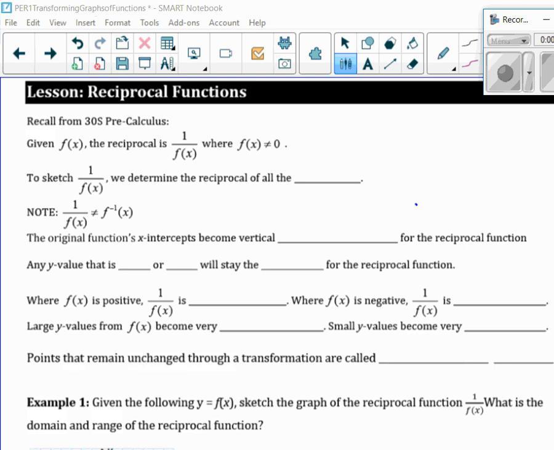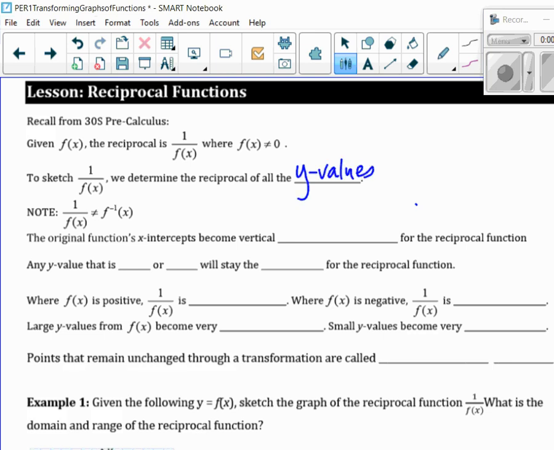So we just finished doing reciprocal functions in 30S Pre-Cal, so this is kind of a refresher lesson for you. Sometimes they give you either a piecewise function or some function, or you have to graph a function, and then you have to sketch 1 over f of x. Of course, f of x can't be 0 because you can't divide by 0. So to sketch 1 over f of x, we need to determine the reciprocal of all the y values.